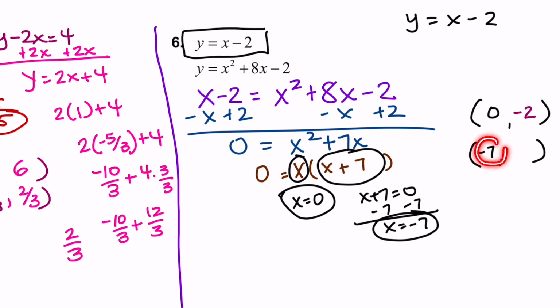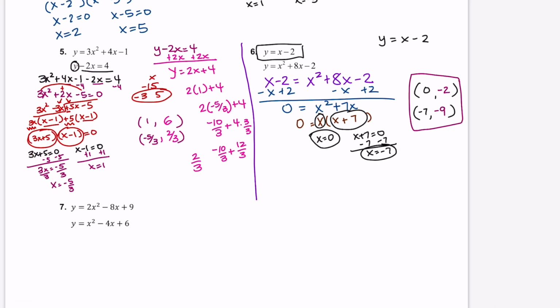On the second one, we're going to take that negative 7, plug it in for x. Negative 7 minus 2 is negative 9. So when the x is negative 7, the y is going to equal a negative 9. And that will give us our 2 points.